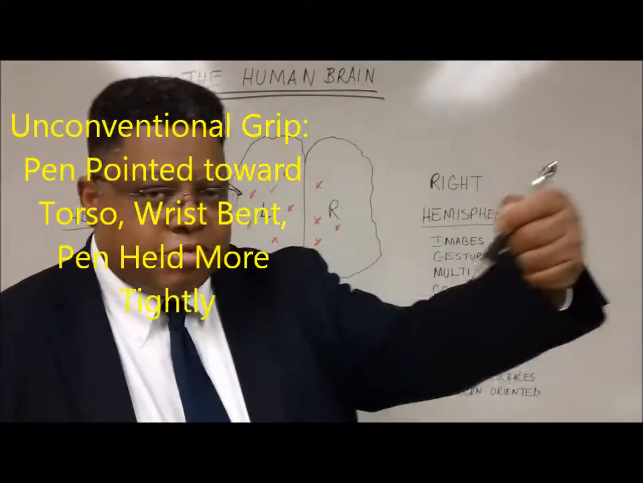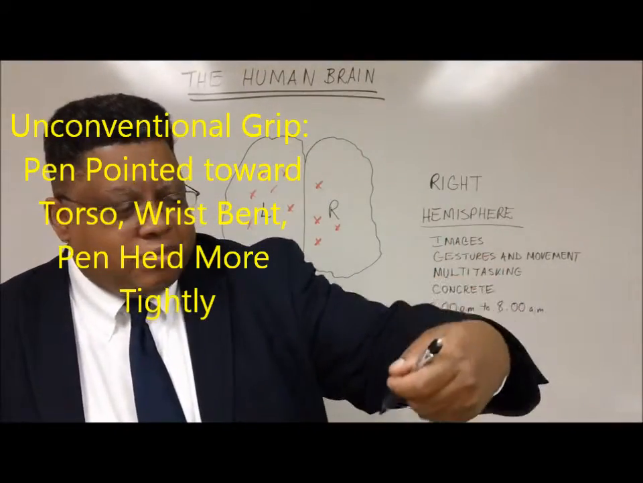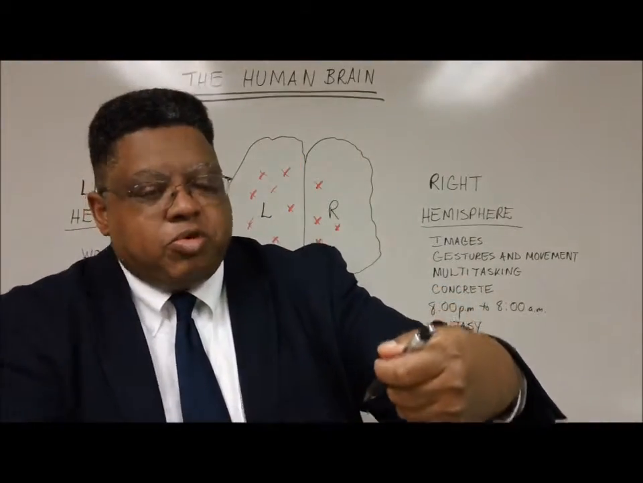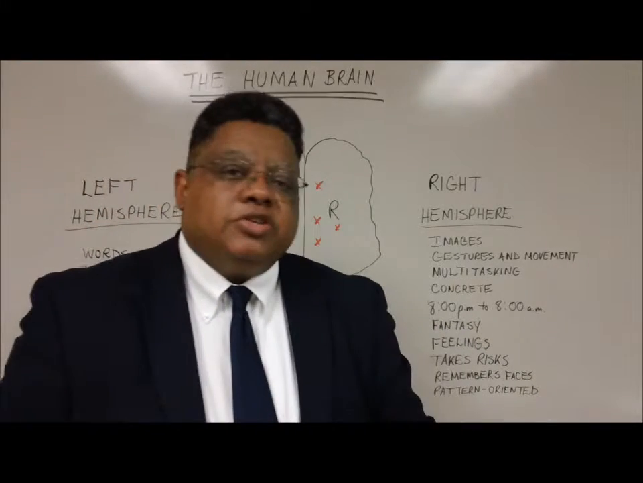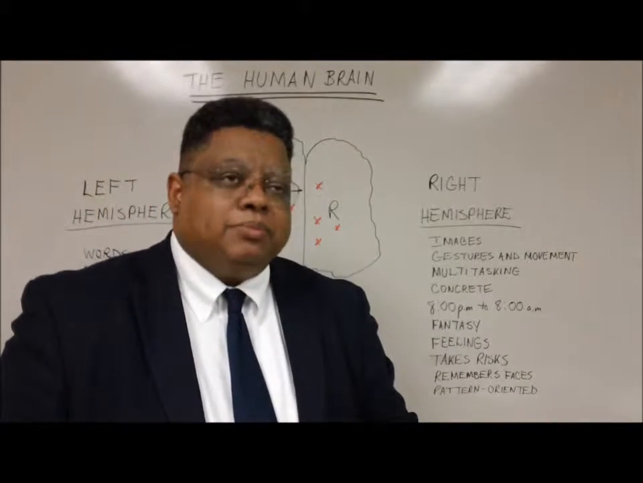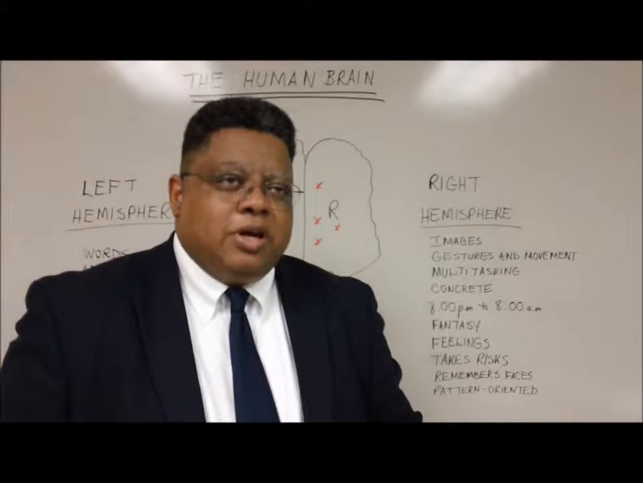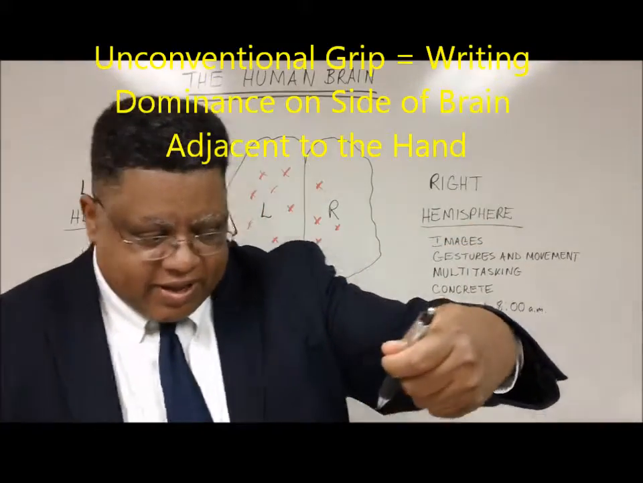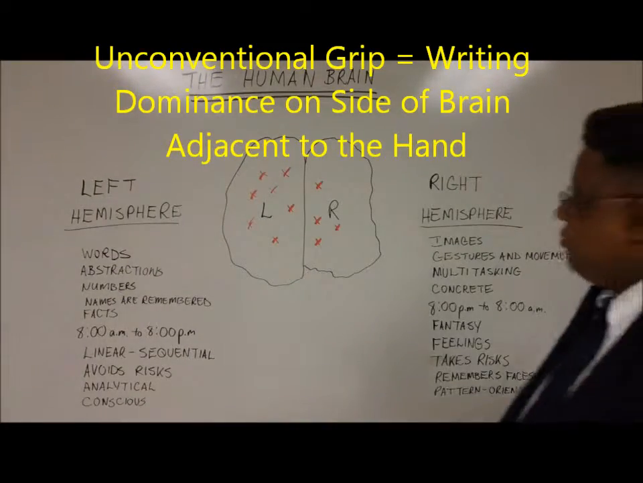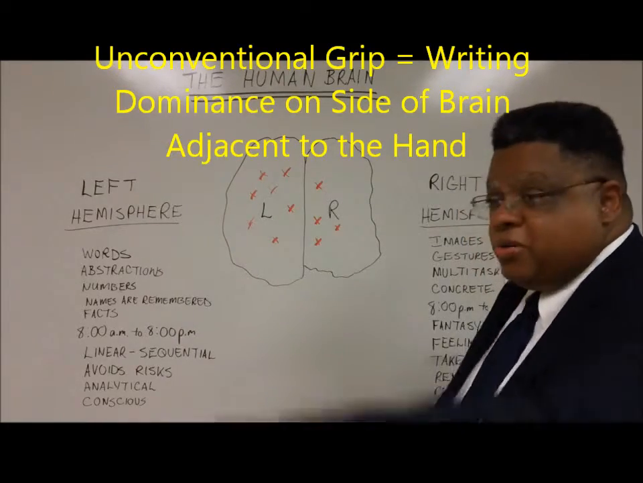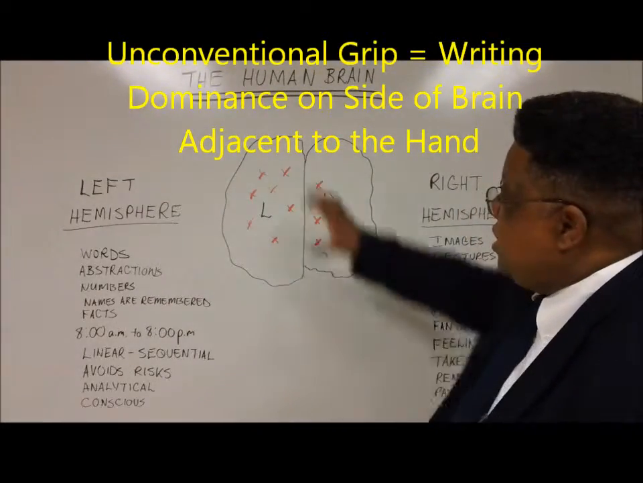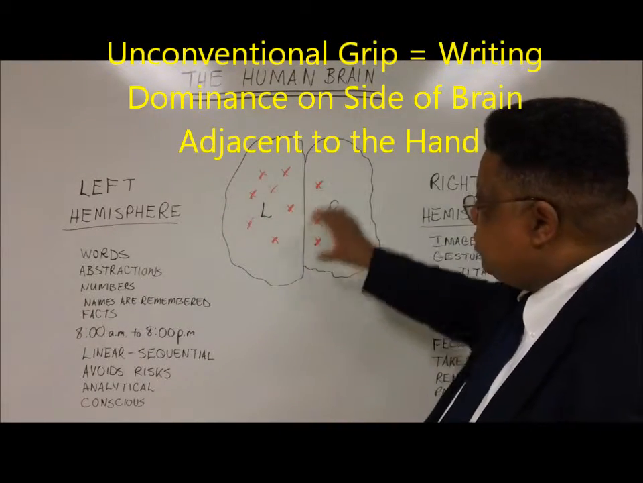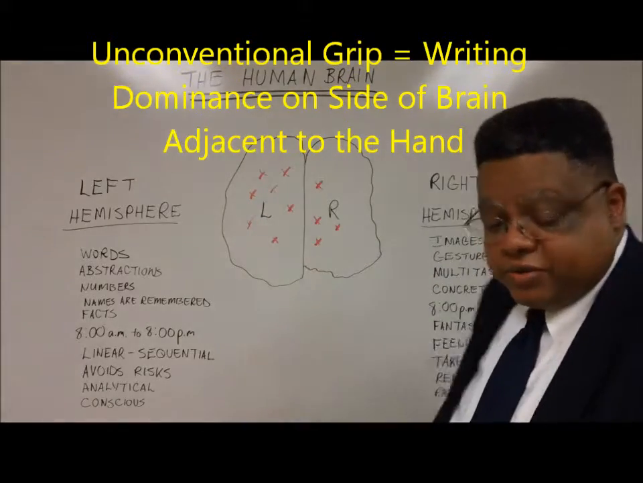Now, if you write with a compressed grip, or with the bent wrist, bent fingers, bent arm, compressed grip, with the pen tip pointed back towards your torso, this usually indicates that the writing centers in your brain, or the nexus in your brain, are on the same side as this hand. So likewise, a left-hander who writes with a compressed grip, as most do, that usually reflects a left-sided dominance for most of the writing function. Most of the writing function is located in the left hemisphere.